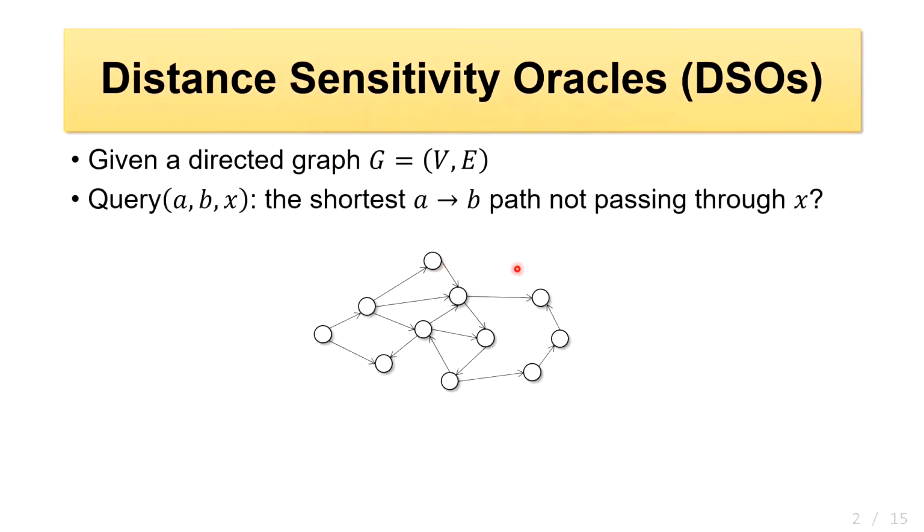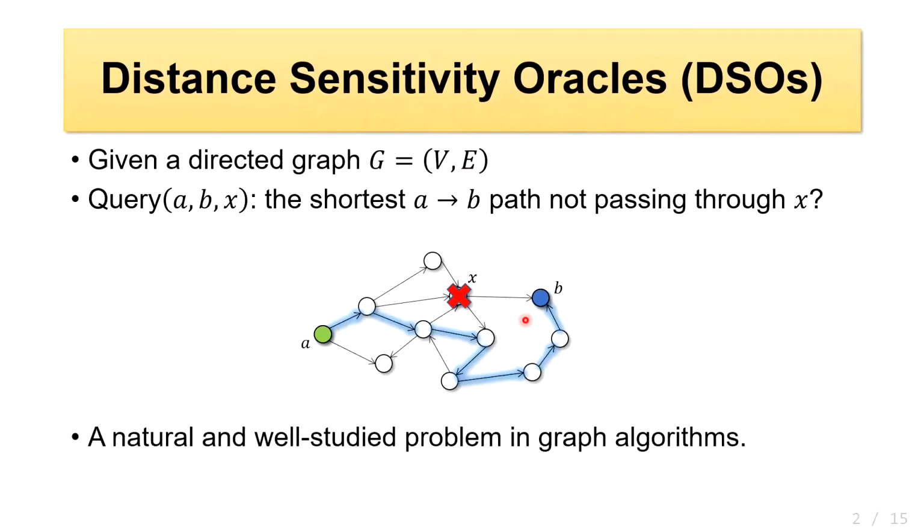First, what are distance sensitivity oracles? Suppose you have a directed graph. You want to build a data structure on this graph that supports the following kind of query. In the query, you are given three vertices A, B, and X. You want to find the shortest path from A to B that does not go through X. So the answer is the blue path in our example.